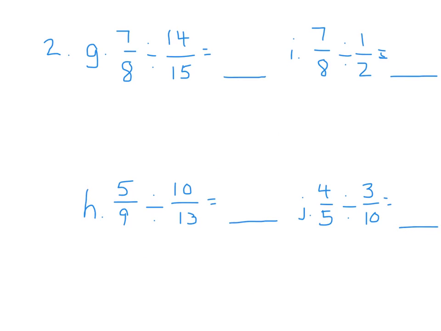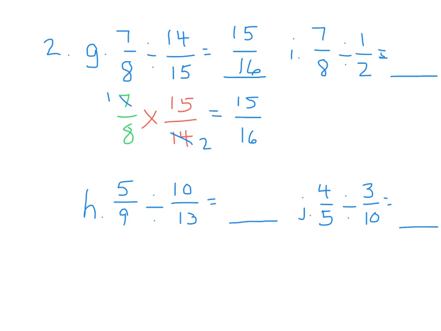And our last set of problems for today, let's start with G. On G, I have 7/8. Change divide to times, change 14/15 to 15/14. And I can reduce before I multiply. 7 and 14. 1 times 15 for the numerator, and 8 times 2 for the denominator. So I need to be sure and write that answer in my blank.